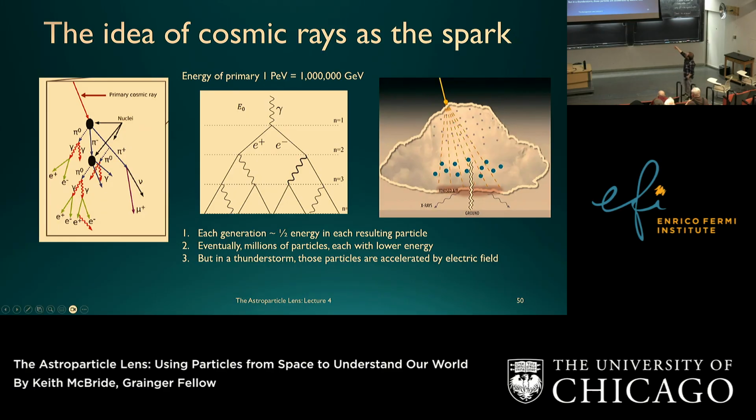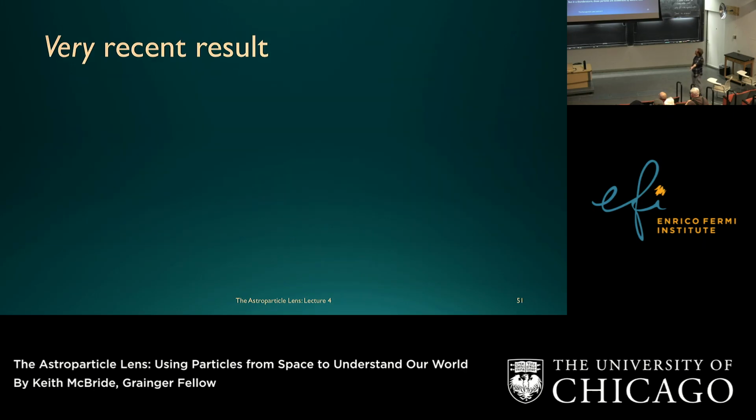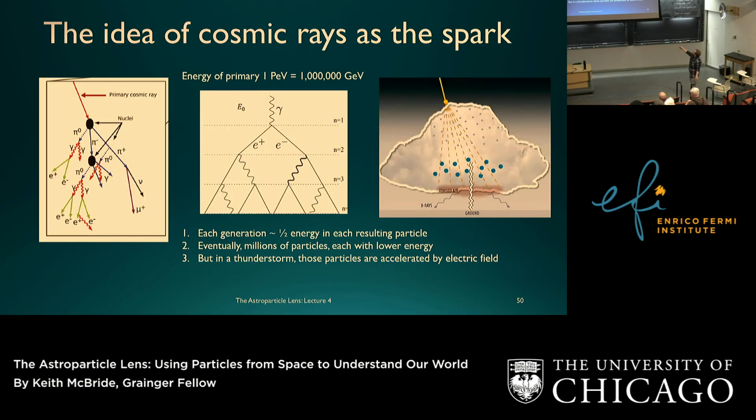And so what happens with a cosmic ray air shower is this eventually dies out. Those electrons reach an energy in the shower, and the positrons do too, where they stop, right? Because they lose their energy to the air. In a thunderstorm, the extra thing is the electric field. The extra thing is the electric field.